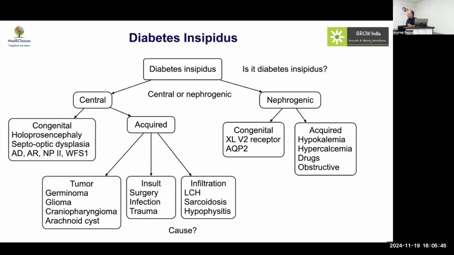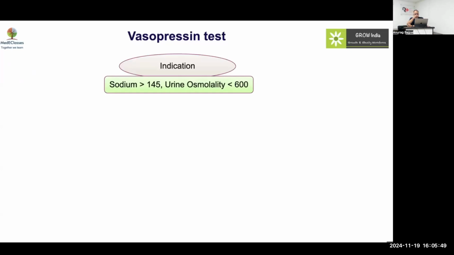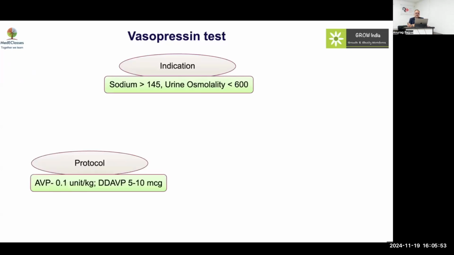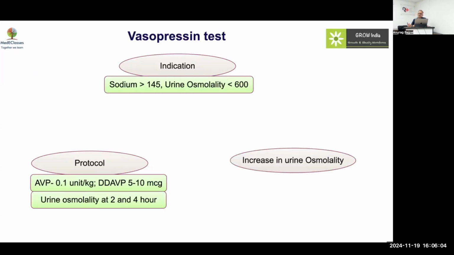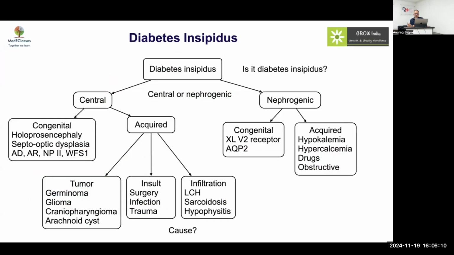Finally, what about the further workup, central versus nephrogenic? You do a vasopressin test. Once your serum sodium is more than 145, osmolarity less than 600, you give AVP 0.1 unit per kg or 1 unit per meter square. DDAVP can also be given, which we don't really use, and measure urinary osmolarity at 2 to 4 hours. If the increase is more than 50%, as we discussed, it is central; less than 50% is nephrogenic.